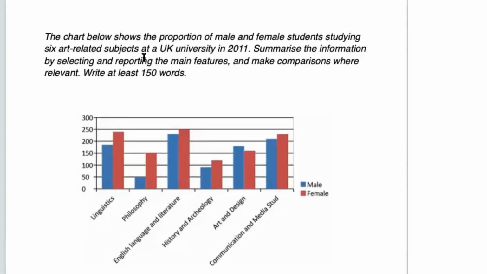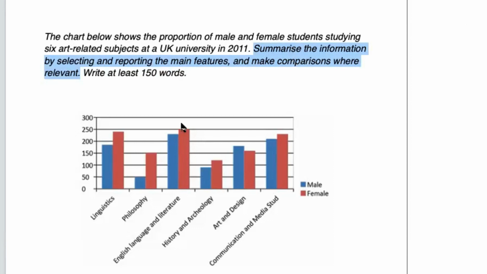Okay, so here is our writing prompt today, and it says, the chart below shows the proportion of male and female students studying 6 art-related subjects at a UK university in 2011. Summarize the information by selecting and reporting the main features and make comparisons where relevant. Of course, write at least 150 words. Now, the second sentence here is probably the most important. It tells you exactly what you have to do.